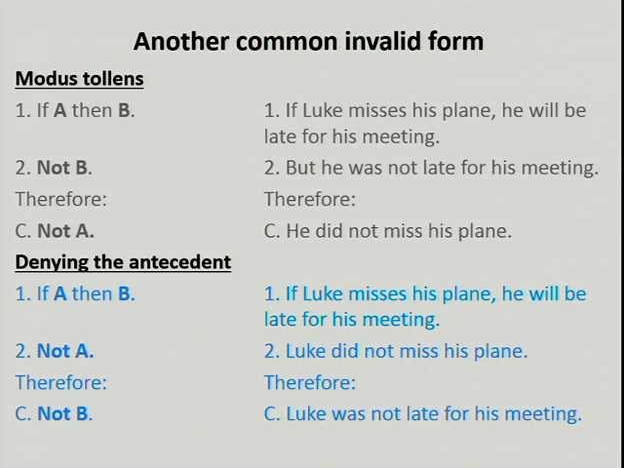You cannot deny the first thing in a valid argument. You cannot deny the antecedent. So if Luke misses his plane, he'll be late for the meeting. He's not late, so he can't have missed his plane. There was no other way for him to get there to the meeting. So this is a valid argument.